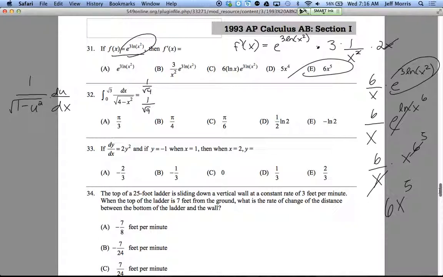Okay, so what you're going to get is the definite integral from 0 to root 3 of what on top? It's really just 1/2, right? 1 over root 4 is just 1/2, right? Agreed? Now, that's a 4, not a 9, just so you clarify there.